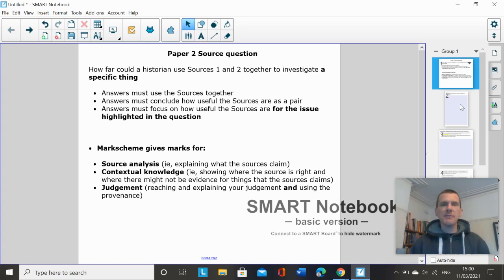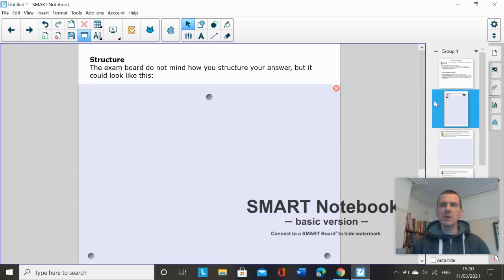So in terms of your structure to your answer, it's really important to say that the exam board doesn't mind how you structure your answer, and they don't look for a particular structure in awarding marks. What they look for are those three things that I've mentioned already: source analysis skills, contextual knowledge, and your ability to reach a reasoned judgment. But having said that, structuring your answer like this will mean that you tick those boxes, and this is a good rule of thumb structure to an answer.